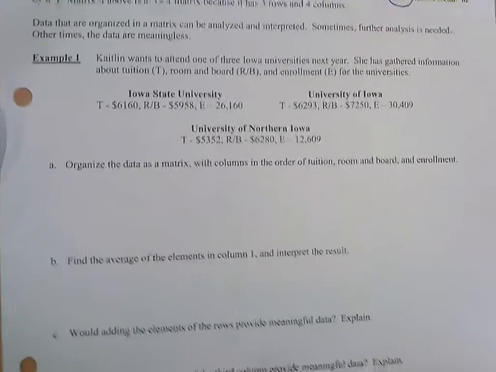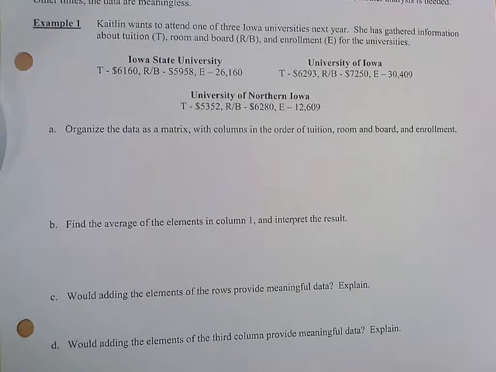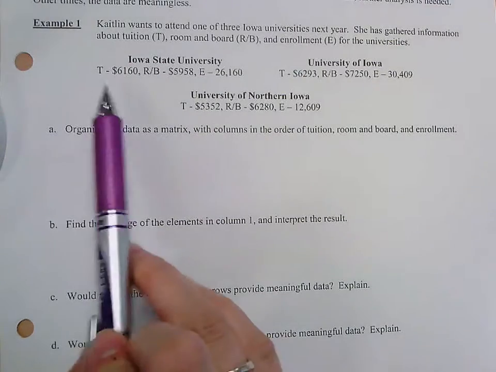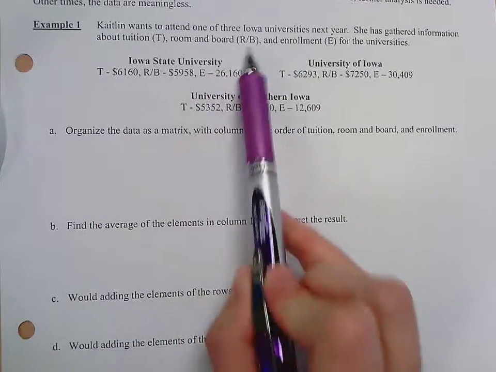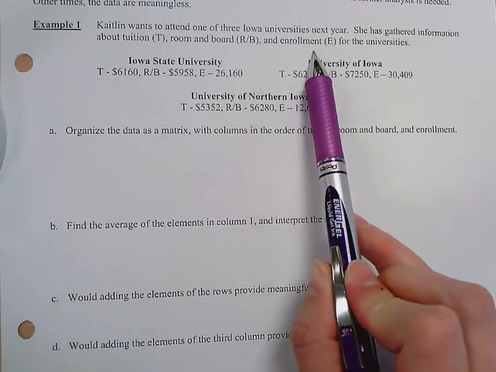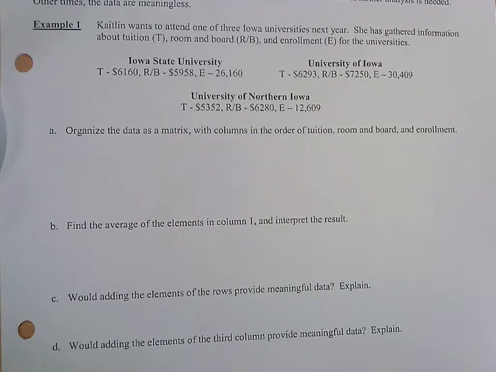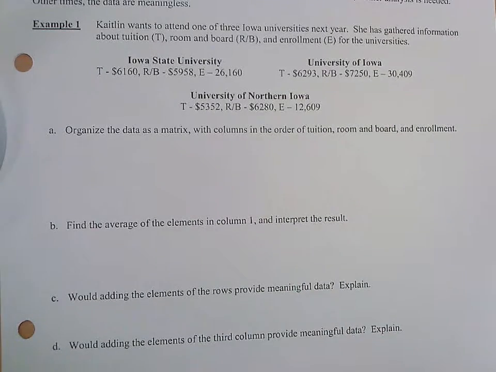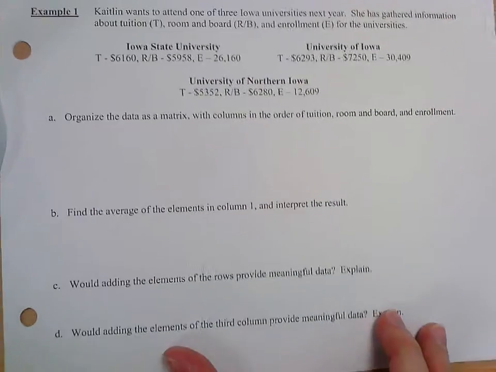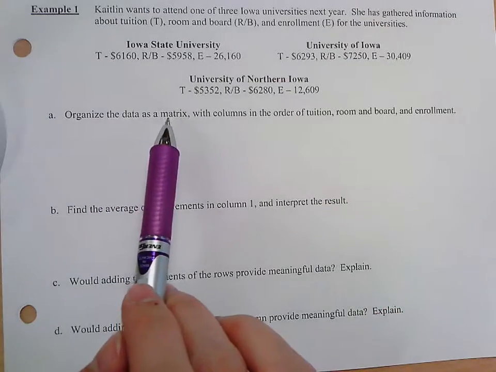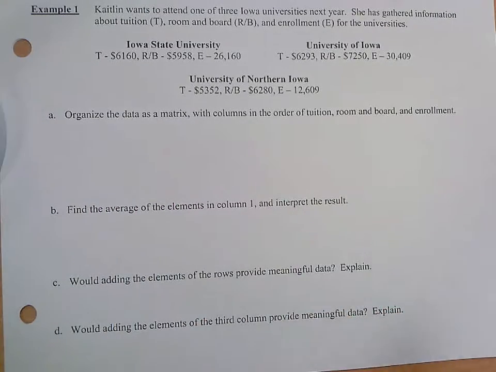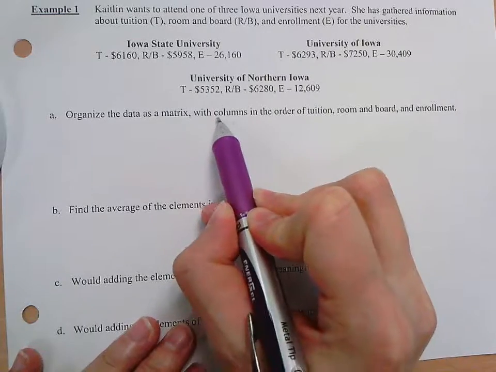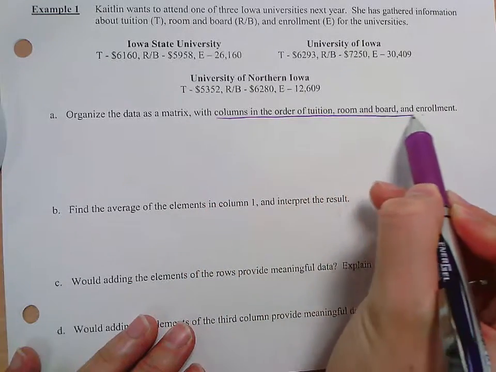So if we look at example 1, it says Caitlin wants to attend one of 3 Iowa universities next year. She has gathered information about tuition, which they're calling capital T, room and board, R/B, and then enrollment E for each of the universities. And we have Iowa State, University of Iowa, and University of Northern Iowa. So part A is organize the data as a matrix with the columns in the order of tuition, room and board, and enrollment.